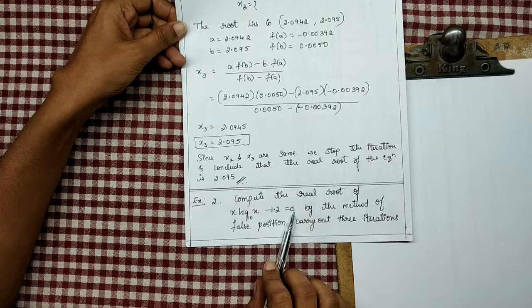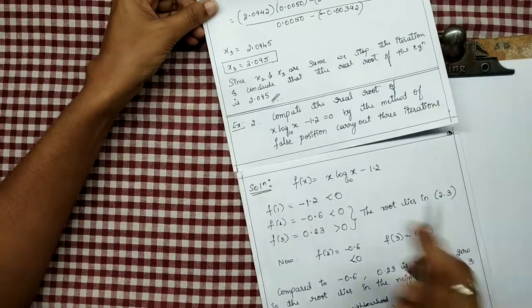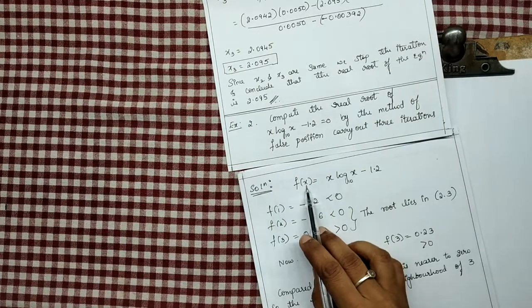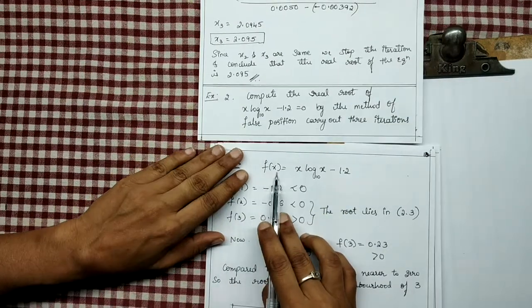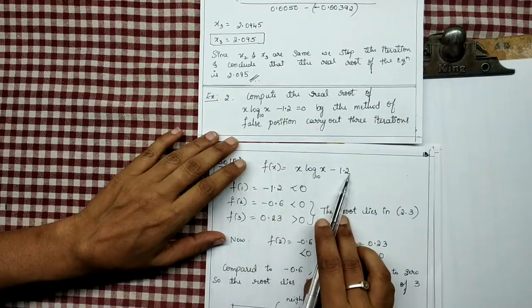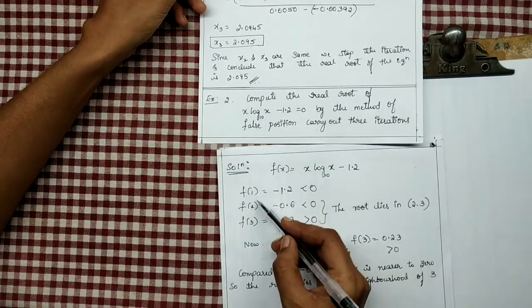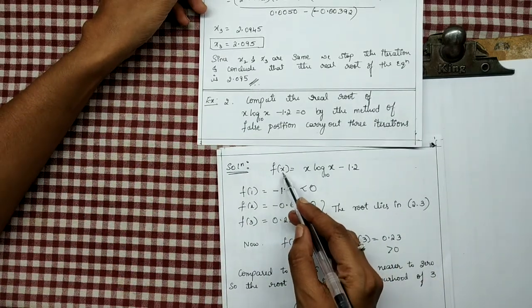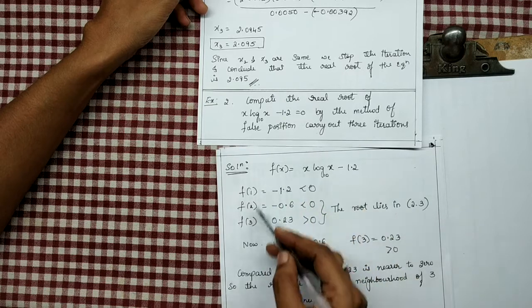For this transcendental equation, to find the root, let us consider the given equation as f of x. f of x is equal to x log x base 10 minus 1.2. Now we have to keep on giving the integer values for x. In place of x, we have to keep on giving the integer values.